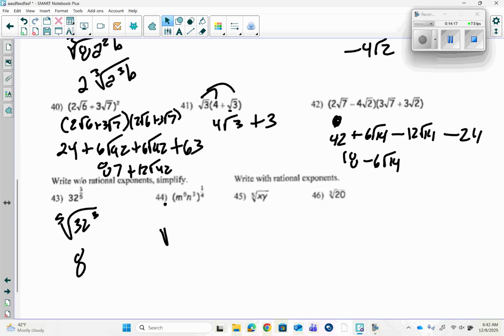This one, we're going to get the 4th root of m to the 5th, n to the 3rd. M to the 5th is going to break down. A single m comes out, and then we'll have left behind an m and an n to the 3rd, and it's 4th root.